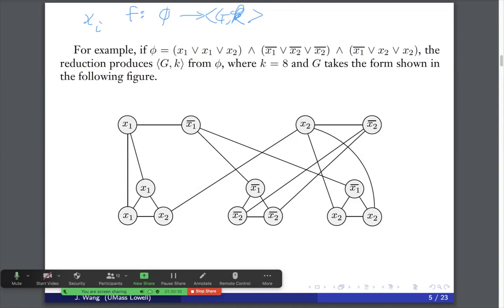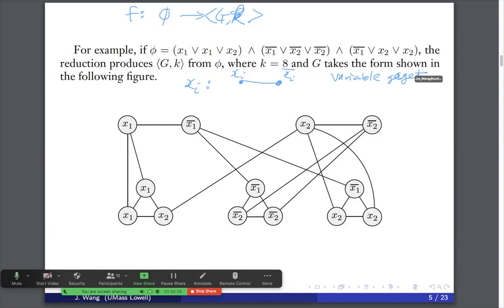So let's say xi is a variable of the formula that you are given. For each xi, I'm going to make two nodes. One is xi, the other one is xi bar. And then we're going to make an edge. So this is called a variable gadget.